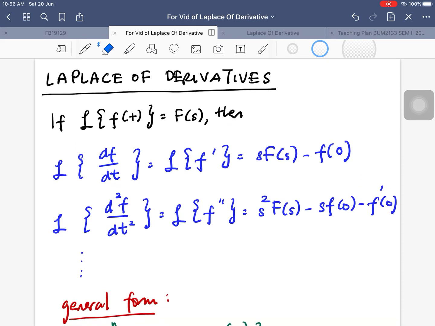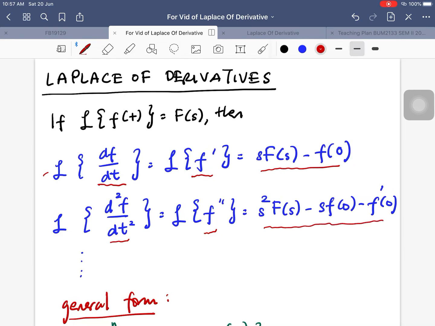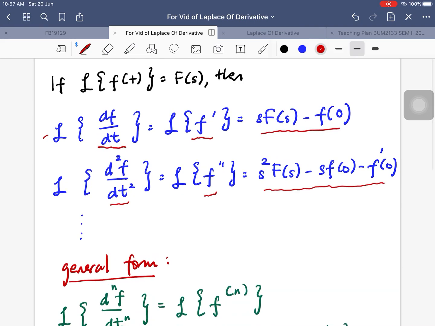All right, so the Laplace of derivative says that if Laplace of f of t is equal to F of s, then if you want to Laplace the first order derivative, df over dt, which is the same notation as f prime, these are different notations but the same thing. If you Laplace transform that, the outcome is going to be sF(s) minus f(0). And if you Laplace the second order derivative, d squared f over dt squared, which is the same as f double prime, the outcome is going to be s squared F(s) minus s f(0) minus f prime of 0.